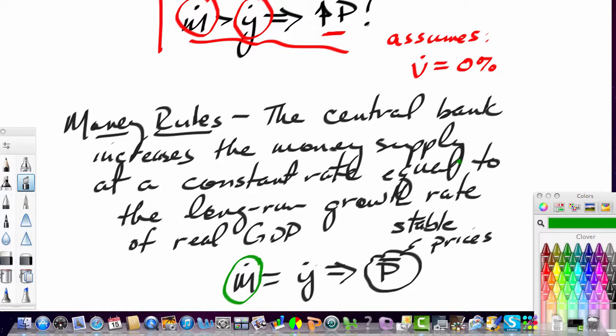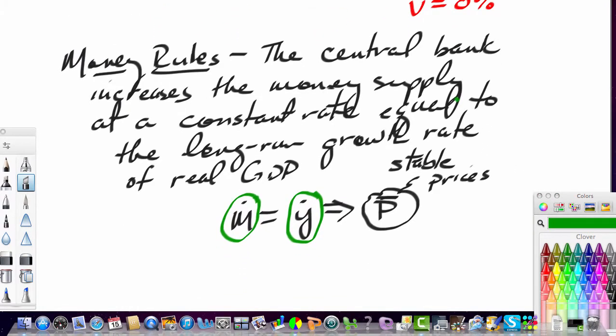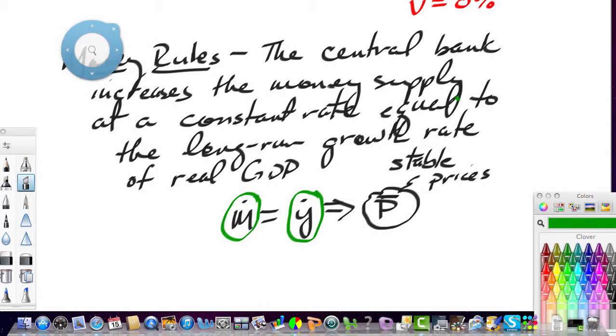A second problem is that real GDP changes at different rates every year. In other words, GDP does not change at a constant rate every year, and policymakers can't directly control the rate of change of real GDP. So it's very difficult for policymakers, even if they can grow the money supply at a constant rate, to grow it at a rate equal to the rate of real GDP.